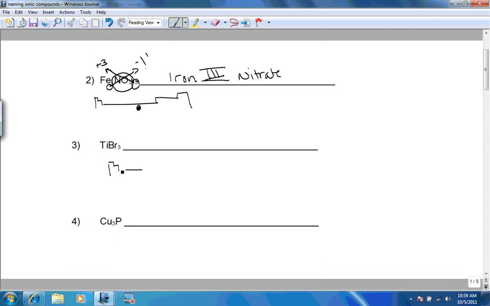TiBr3. Ti is titanium, and it's right here. Once again, when you look on the periodic table, you can't determine what the charge of titanium is by what row it's in. Therefore, we need a space here for the Roman numeral. And then Br is bromine, and it becomes bromide. So we have an invisible 1 here.